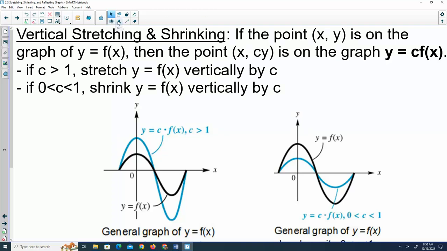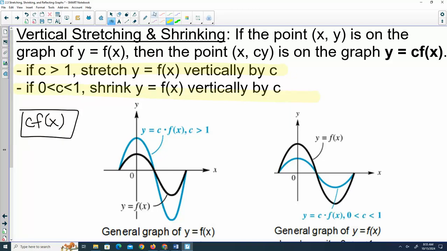if you want to summarize this, it's c times our function. Okay, we said outside is y, and it does what it says. So it's like taking all of your y values times that number. If it is bigger than 1, it'll stretch it vertically. If it's between 0 and 1, it will shrink it. Negatives do something else, so we're not into those yet.